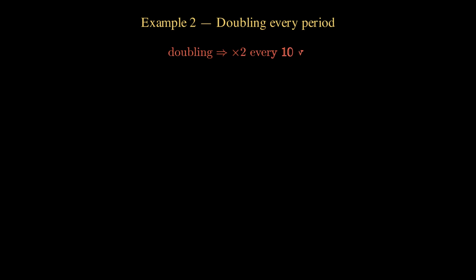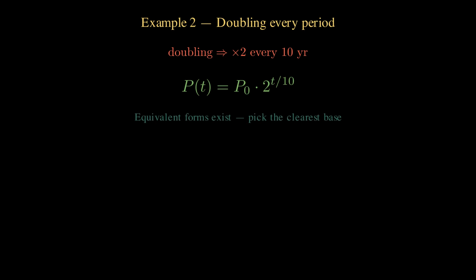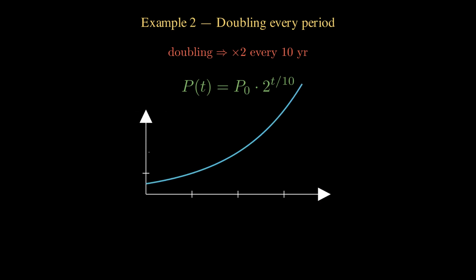Example 2, medium. A population doubles every 10 years. Write an exponential model with t in years. Doubling means the factor per 10 years is 2. So if t is years, then the number of 10-year periods is t divided by 10. A clean form is p of t equals p0 times 2 to the power t over 10, where p0 is the starting population. You could also write this using 1 plus r, but doubling is easiest as base 2 with a rescaled exponent. The graph climbs slowly at first, then shoots up as each doubling stacks on the last one.